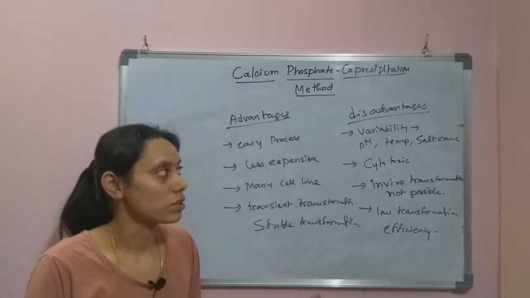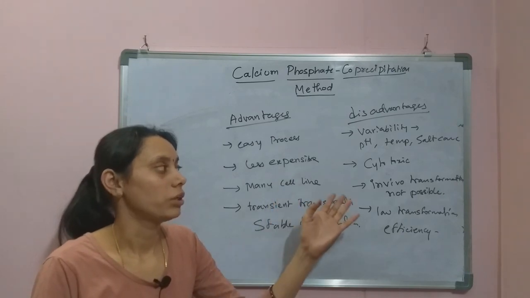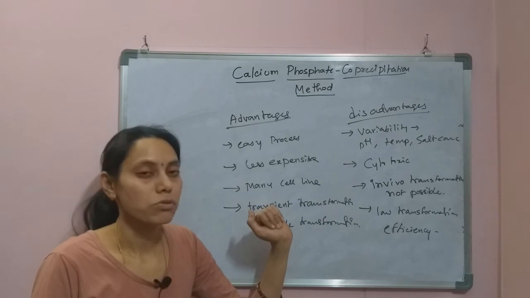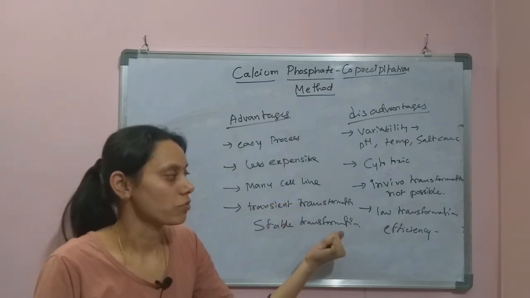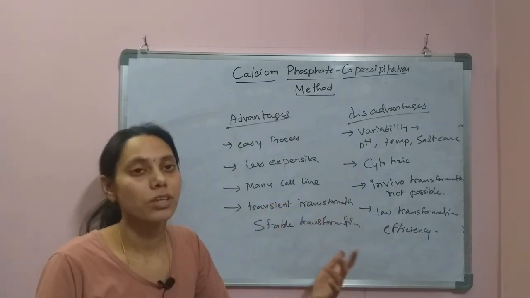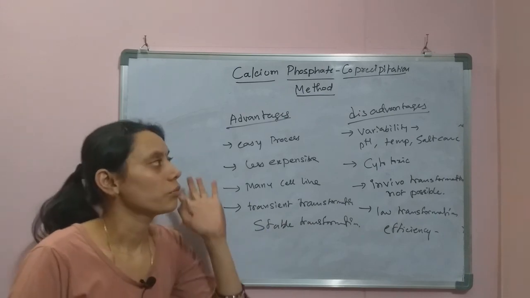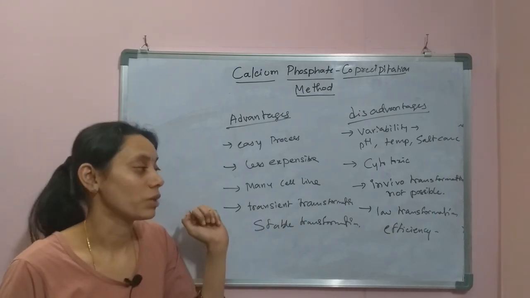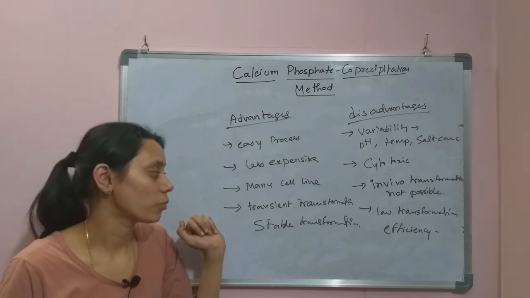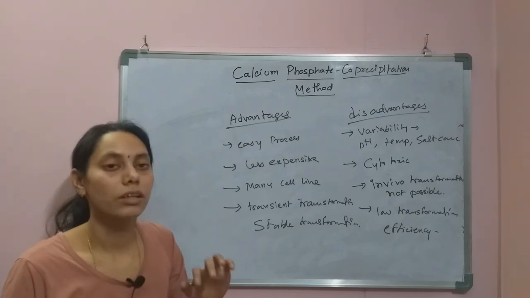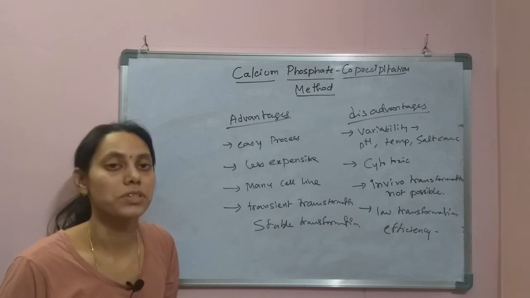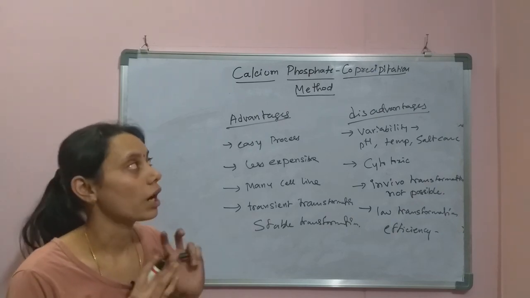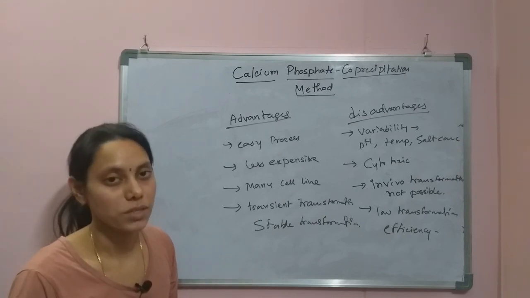So these are the disadvantages. The variability, this is cytotoxic in nature, and this is not suitable for the in vivo transformation, followed by the transformation efficiency is less. Coming to the advantages, it is an easy process, it is less expensive, many kinds of cell lines can be transformed, and with this the transient or stable expression is possible. So this is the whole idea of the calcium phosphate co-precipitation method.